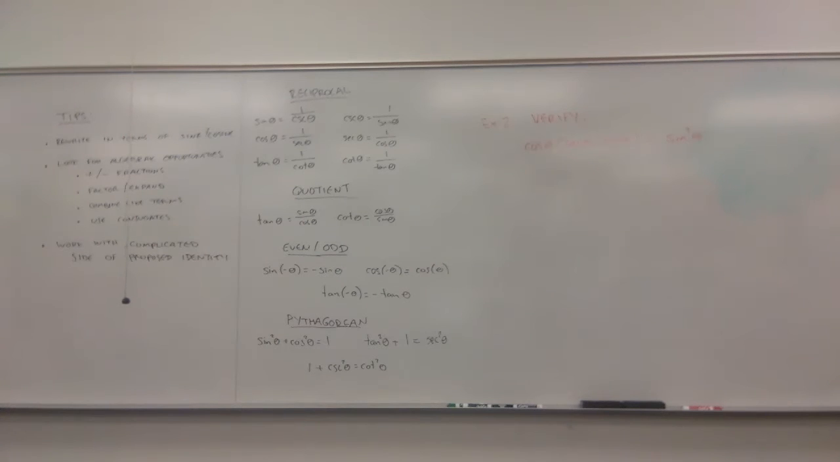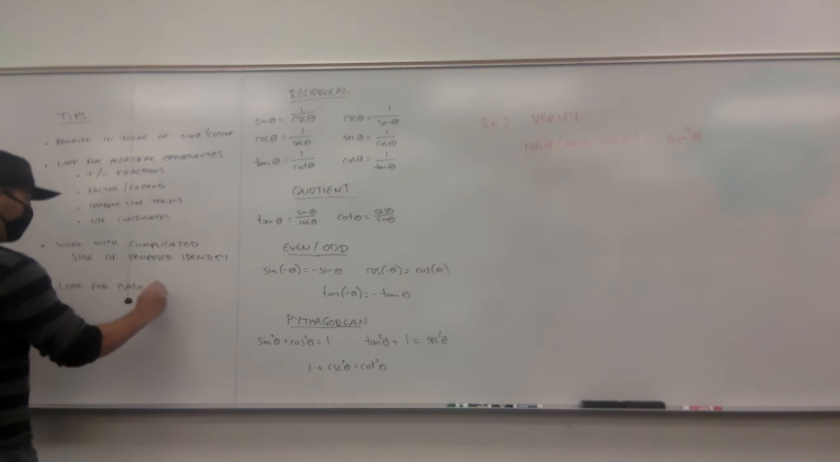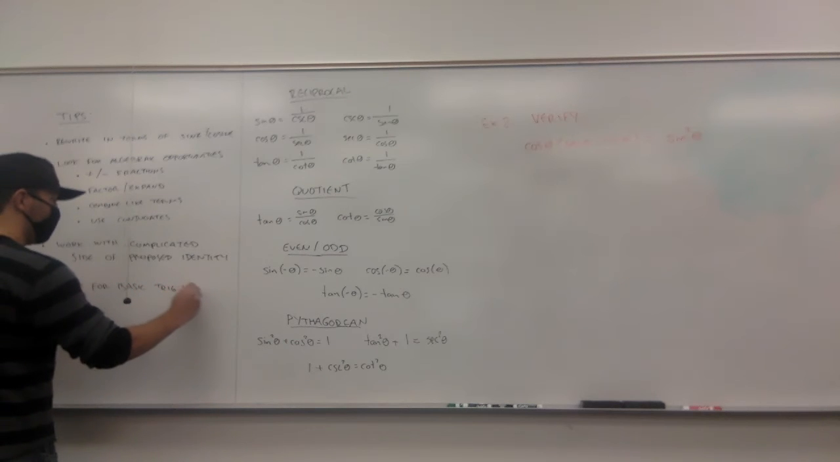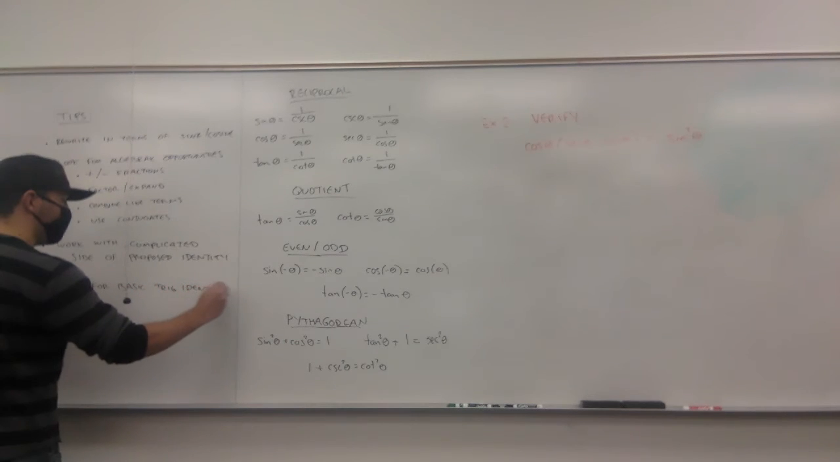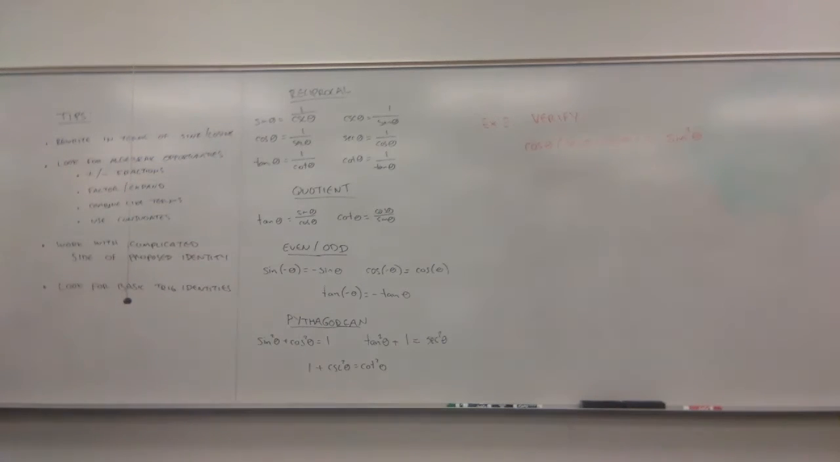All right, so along with working with the complicated side of the proposed identity, we did this in the last problem as well. We should always be on the lookout for basic or fundamental trig identities. And for now, what we consider to be basic trig identities are the ones on this list. By the end of the week, or by the end of next week, we'll have added some new identities that we can consider in our toolbox as well.